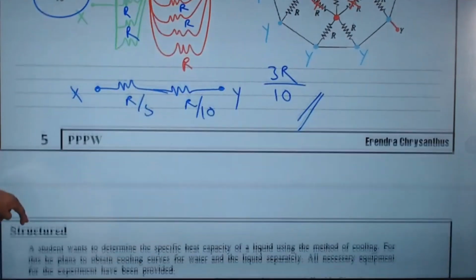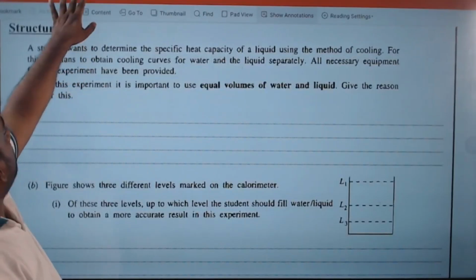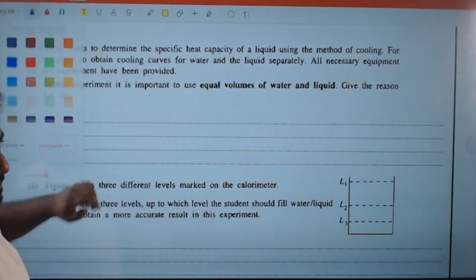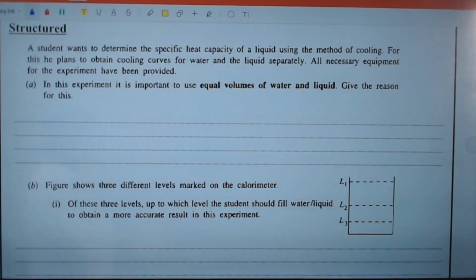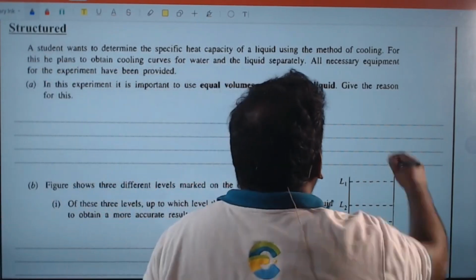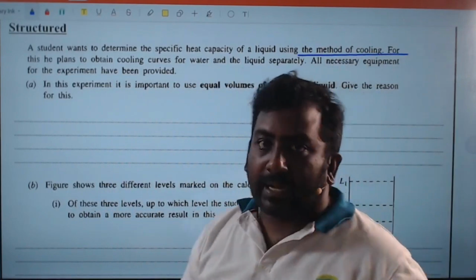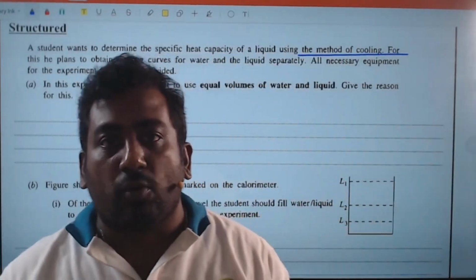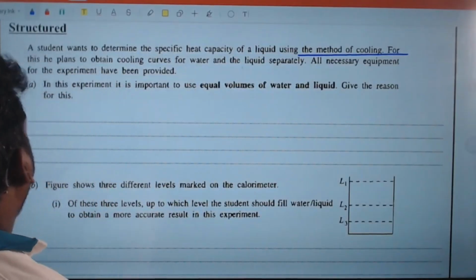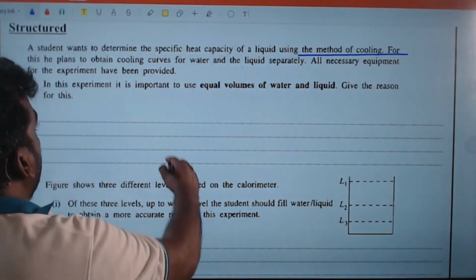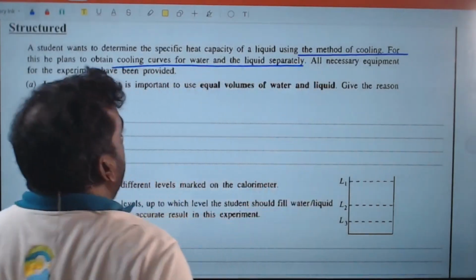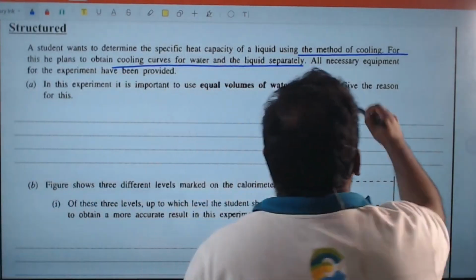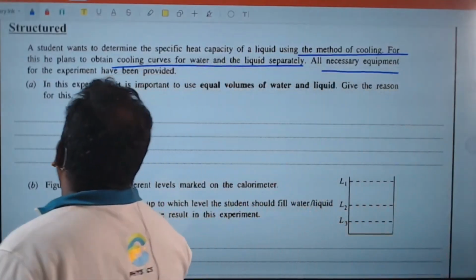Right now, next one. Have a look. A student wants to determine the specific heat capacity of a liquid using the method of cooling. These practicals are done, guaranteed you can score marks. For this, he plans to obtain cooling curves for water and liquid separately. All necessary equipment for the experiment have been provided.